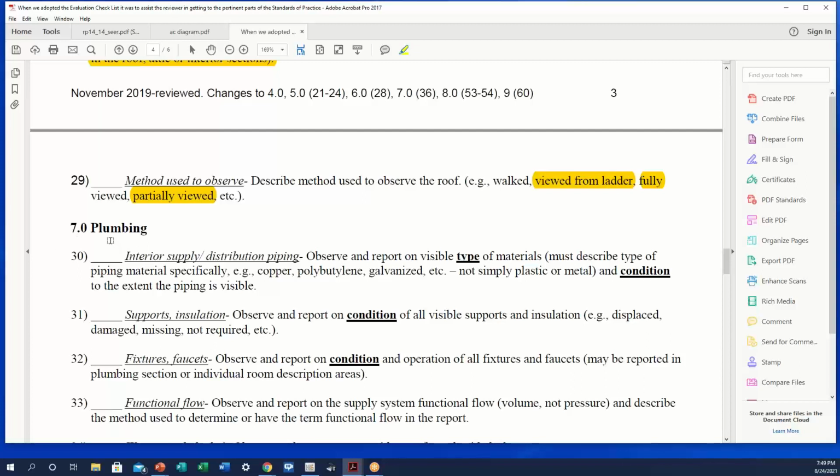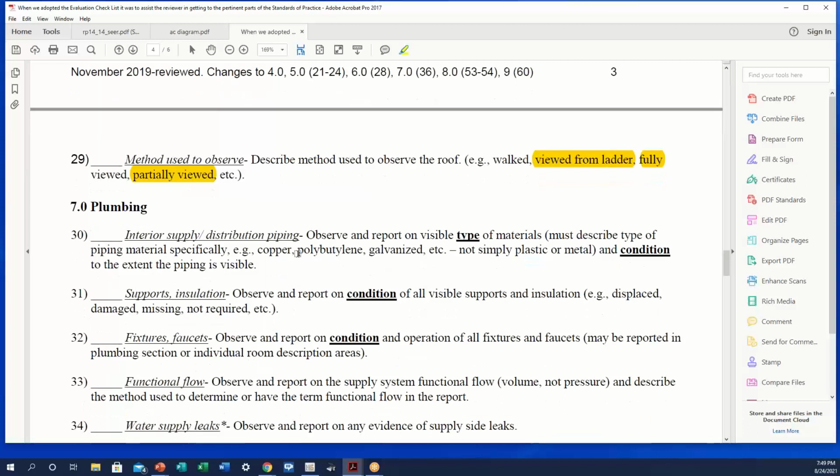Okay, plumbing, interior supply, distribution. One of the things you're going to have to say here is what type of piping it is. The house is built in 1950. What kind of pipe does it have? Galvanized. Oh, it's got galvanized. Come on. And you say, I don't know. I think it might be poly. Well, then it's probably been replumbed.